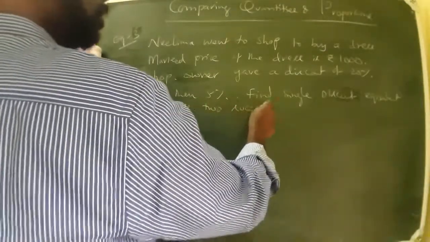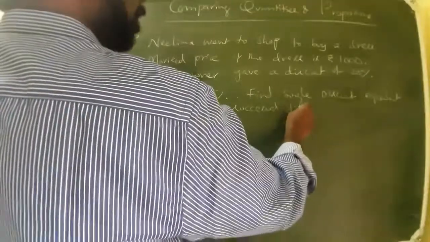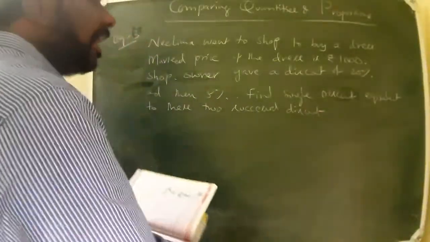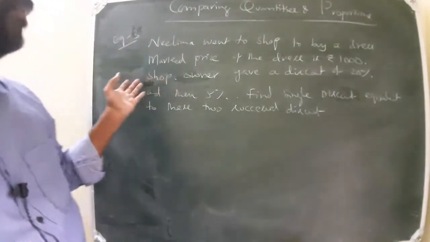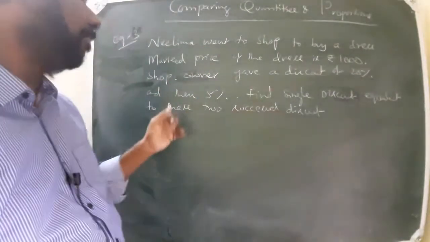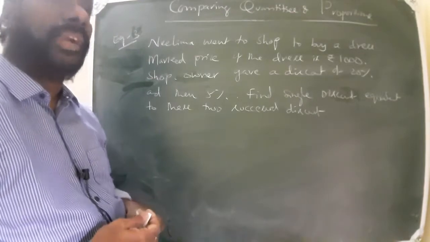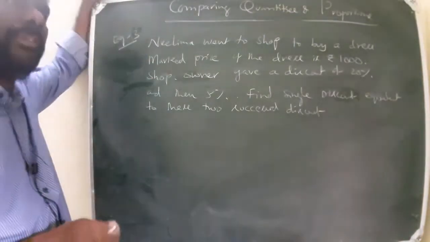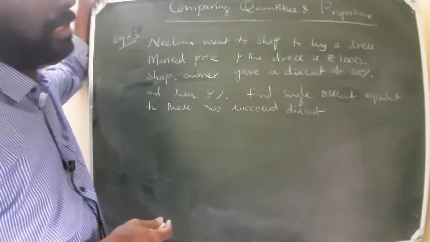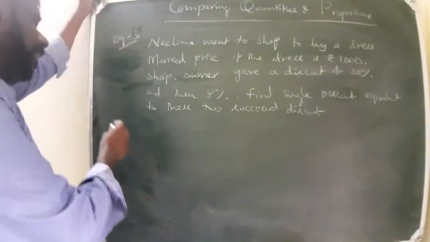Okay, so actually we thought the shop owner gave a discount of 20%, after that 5%, so we got 25% overall discount, but it is wrong. 20 plus 5 is 25%, but the overall discount is not 25%. It comes out differently. So you will see that one.